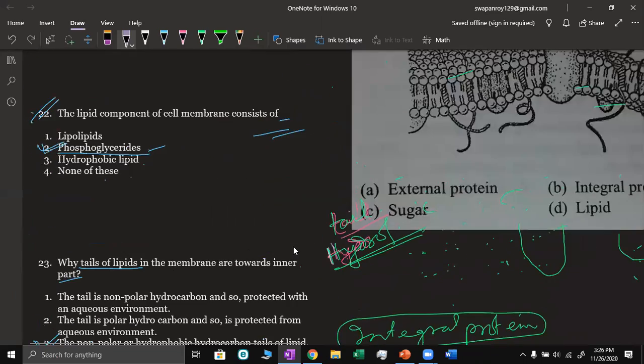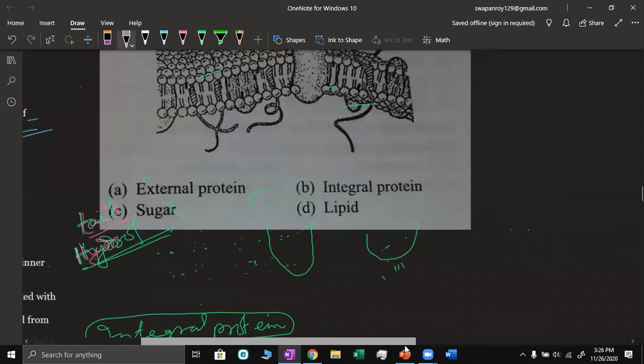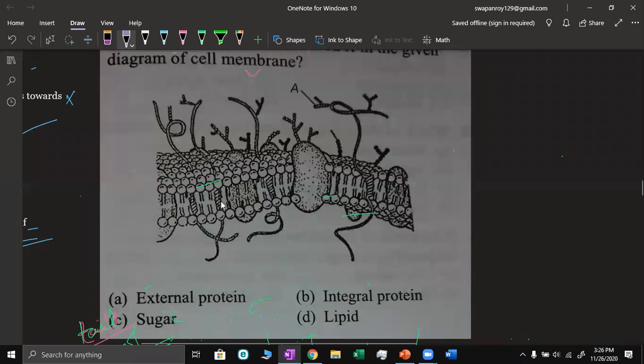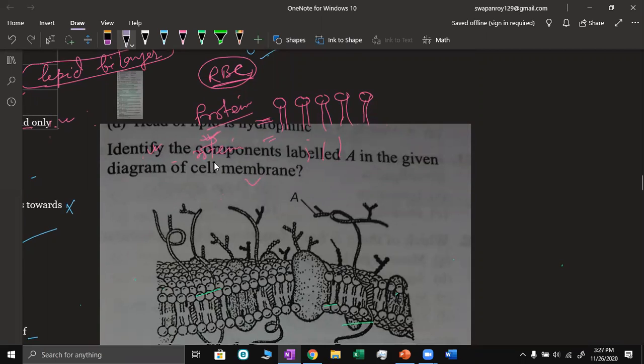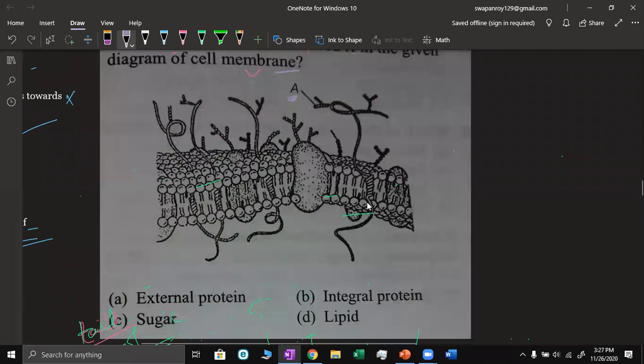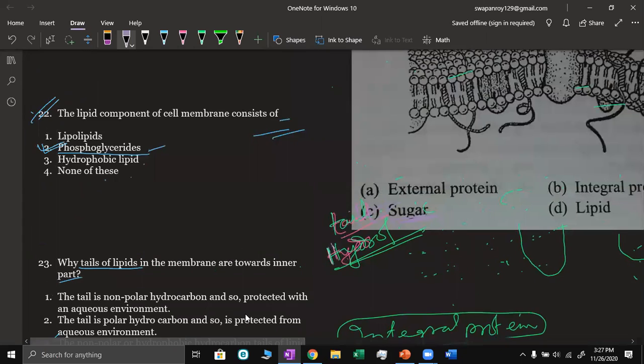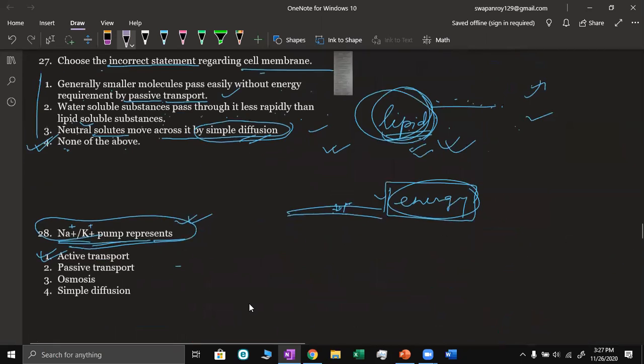One question regarding this also. You can see here the diagram of the cell membrane. Identify the component labeled A in the given diagram of cell membrane. What is this A? Can you tell? This is sugar, that is carbohydrate. So with the diagram also, questions can be given.